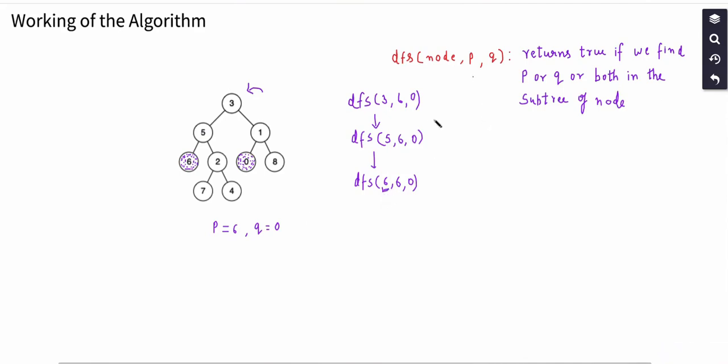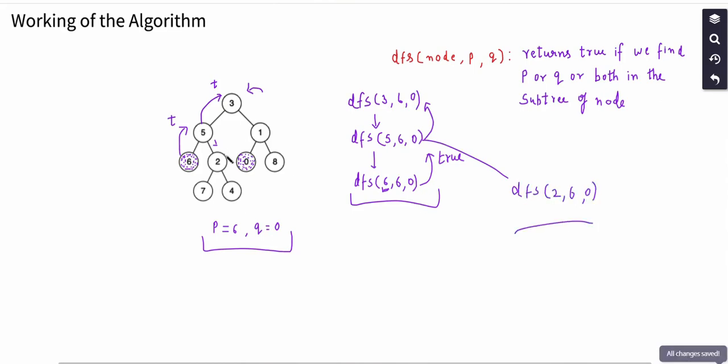Since we have found one of the nodes, this function will return true to its calling function. So it will return true to this node. So true will be returned from here. Then this will again return true to the calling function, so it will be returned here. And then we recursively call this function DFS for the right child, that is here. So this will be called for DFS 2.